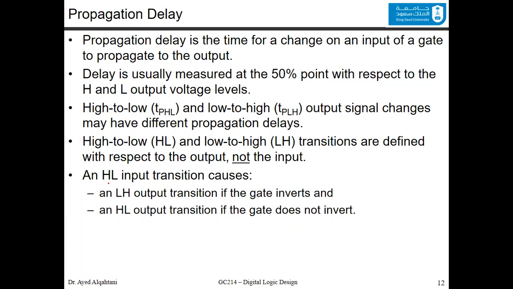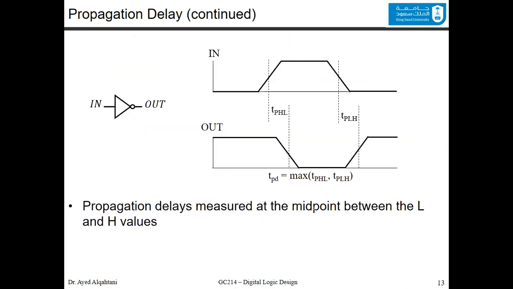A high to low input transition causes a low to high output transition if the gate has an inverter, or it will keep it the same, a high to low output transition, if there is no inverter. To see these details, you can see it here in this figure.